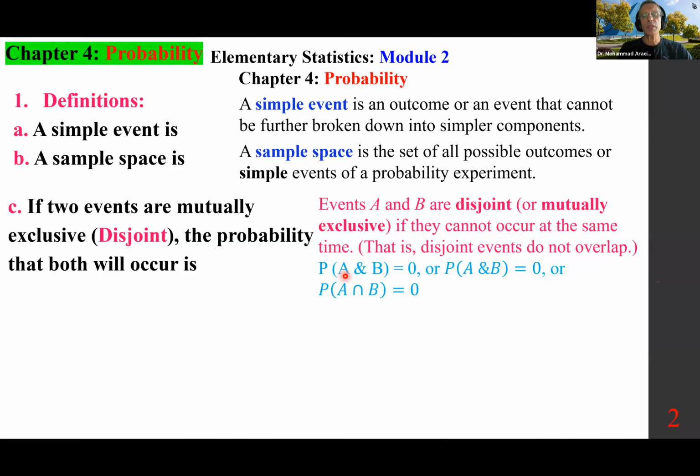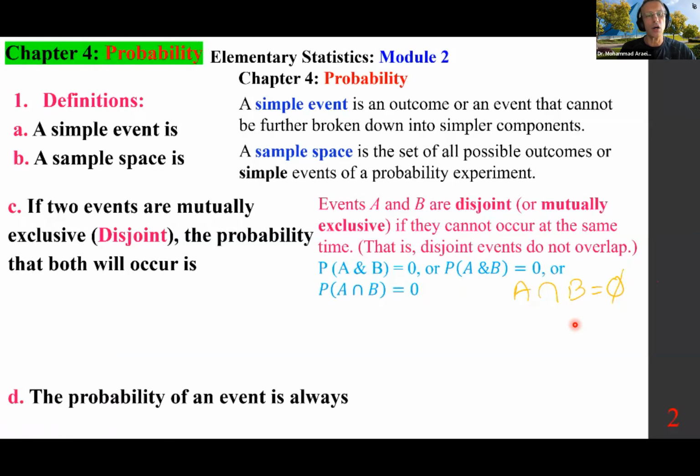Therefore, the probability of A and B, or the intersection, this is the notation for the intersection, the probability of A intersection B is 0, because A intersection B itself can't happen. It's an empty set. I want to make sure we distinguish between this and 0. This is phi, which represents an empty set, nothing in common.